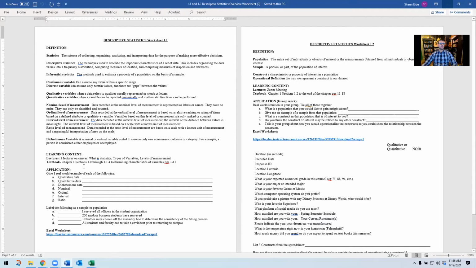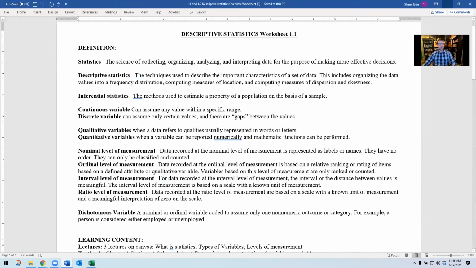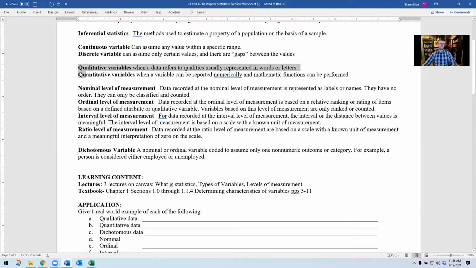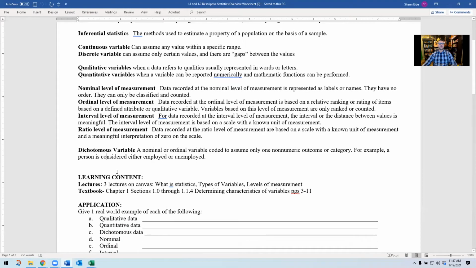Coming through here, we've got the definitions. To be really honest with you, the first unit is almost all definitions, so there's just a lot of information that you should probably write down. I've already got it all written down for you, and I tried really hard to break it up into things that are similar. Like these two are similar, these four are similar. Dichotomous variable is similar to these, but not the same. Just be aware of that.